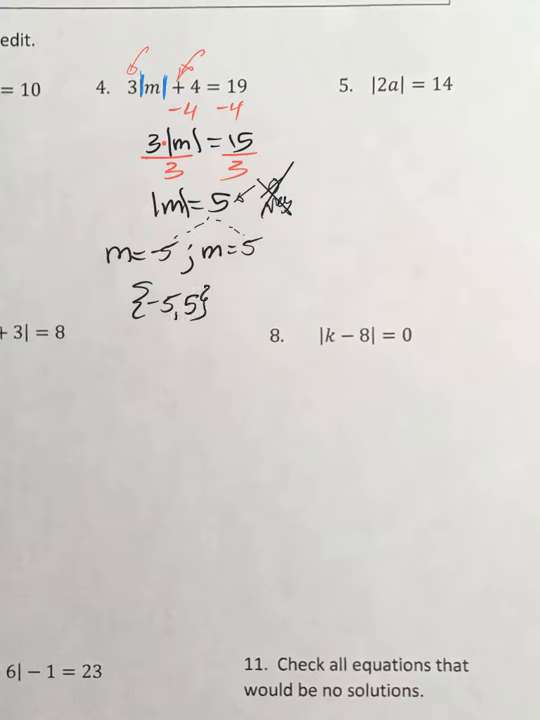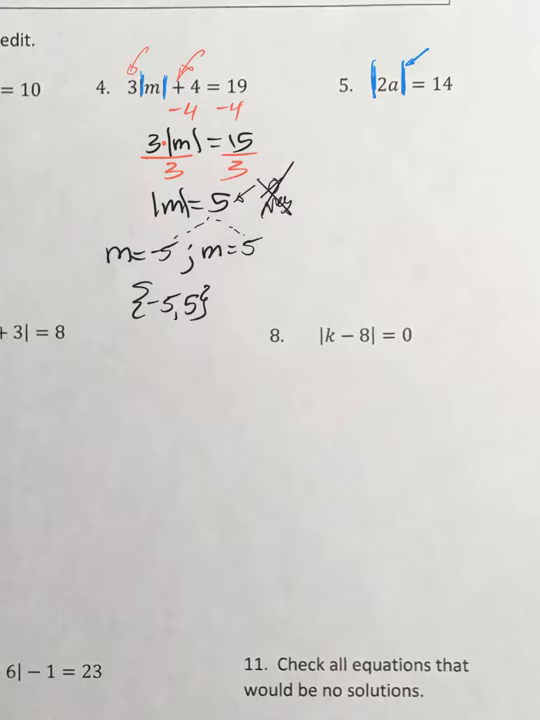Problem number 5. Some people would go, shouldn't you divide by 2? No, because that's inside the absolute value. Isolate the absolute value means to undo anything that's outside the absolute value. And 2a is inside the absolute value. So it is not okay to divide yet, because that is inside the absolute value, not outside. So step 1 is already done. There is nothing, it's already isolated. The absolute value is already all alone on the left-hand side.